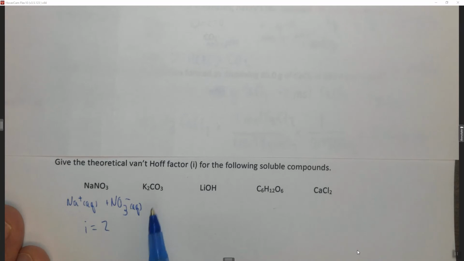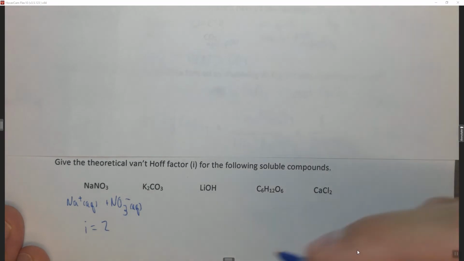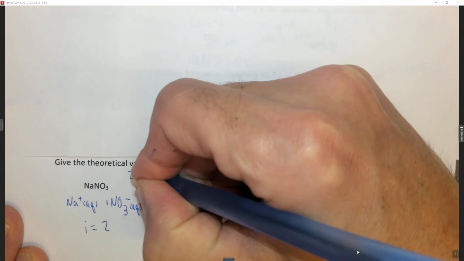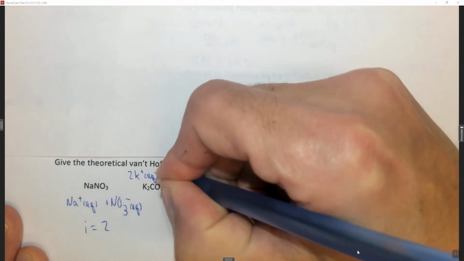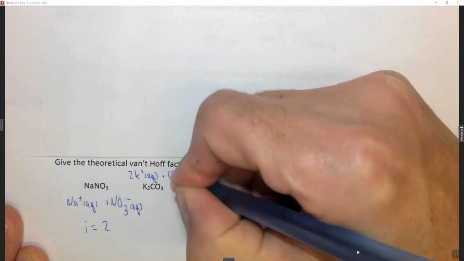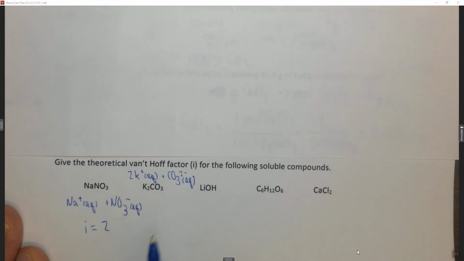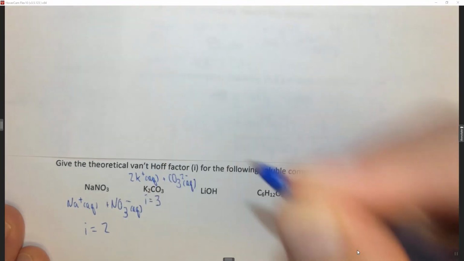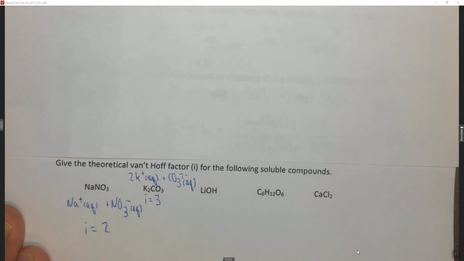So i is 2. Now, if I were to look at K2CO3, this is going to break up into 2 K+ (aq) plus CO3 2- (aq). So this one breaks up into 2 K+ and a CO3 2-. i is equal to 3 things: 1, 2, 3 things.